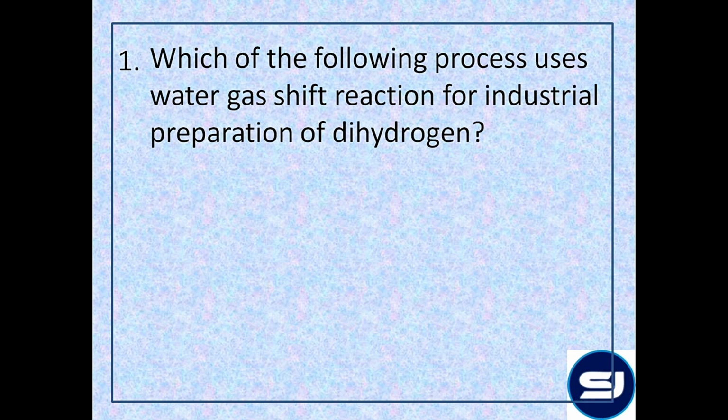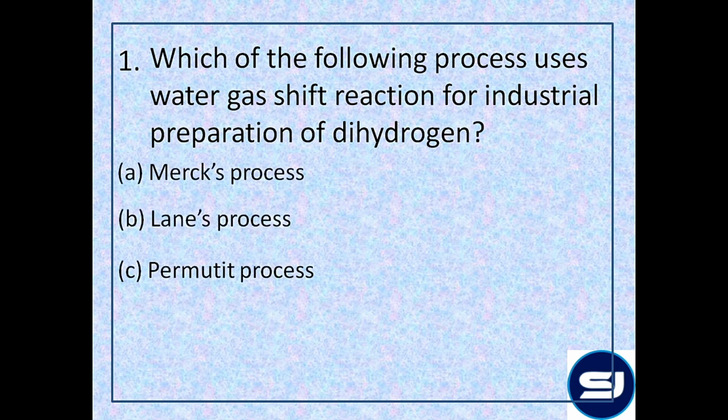First question. Which of the following processes uses water-gas shift reaction for industrial preparation of dihydrogen? The options are Merck's process, Lane's process, permutit process, and Bosch process. Now, one by one, we'll discuss these processes and finally come to the answer.